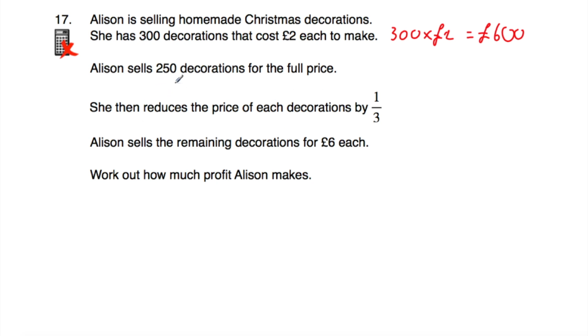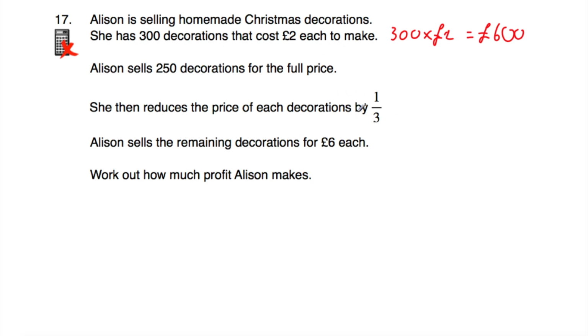I should actually read the rest of the question first. She then sells 250 decorations at full price. So she sells 250 of them at full price. She then reduces the price of each of the decorations by a third, and she sells the remaining decorations for £6 each. And the question says, work out how much profit she made. Actually, in this question, it's a bit unusual because we are not actually told how much each of the decorations cost whenever they're full price.